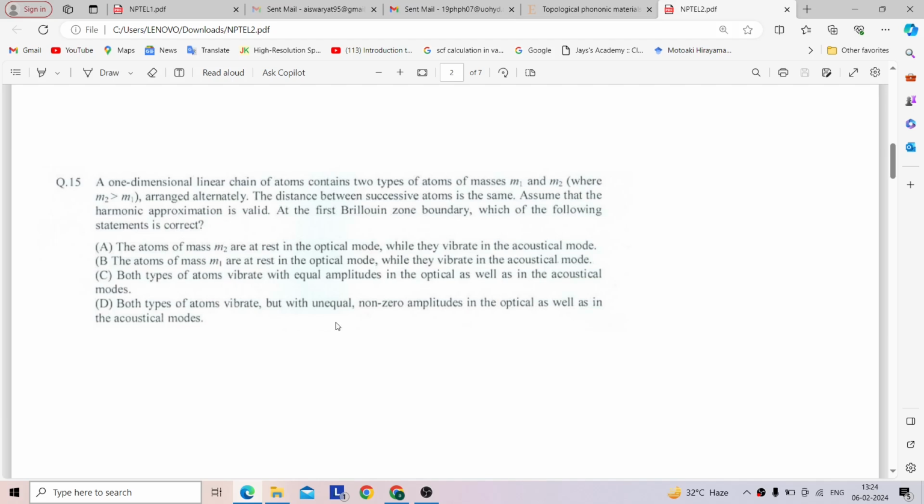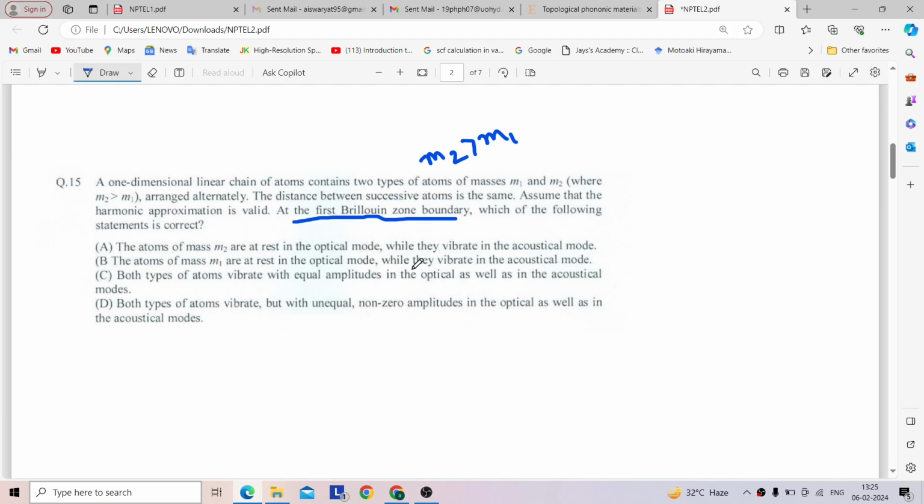So for that case, we just need to see two things. First of all, they are telling us m2 is greater than m1. This is the first condition we have to check, and the second condition we have to check is that they are asking at the first Brillouin zone boundary. So what will happen at the first Brillouin zone boundary? I mean, like m2 will be at rest in optical mode, or m1 will be at rest in optical mode, or both types of atoms will vibrate with equal amplitudes in the optical mode, or both types of atoms vibrate with unequal amplitude in optical mode. So this type of four options were there.